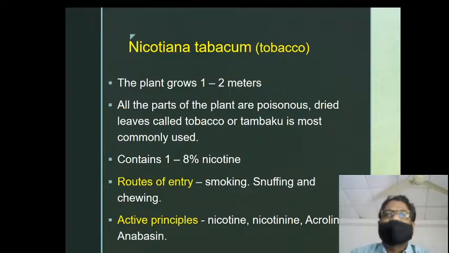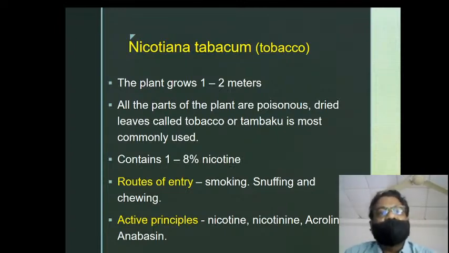So this contains an alkaloid, that is nicotine. Around 1 to 8% nicotine is present in tobacco. The route of entry, that is the mode of entry, is most of the time smoking, and also snuffing and chewing. So these are the three modes. The active principles are nicotine, nicotinine, acrolein and anabasine. Among these four, the commonest one is nicotine.